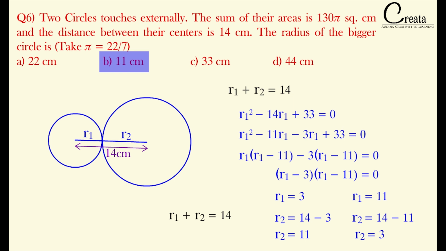Further, we have used the hint that is given in the question, that is these two circles are touching externally. So we can say the distance between their centers will be equal to the sum of their radii. As these circles are touching externally, there will be no gap between these two circles. Got it? So based on these basic fundamentals, we have solved this question. So let's move to the next question.